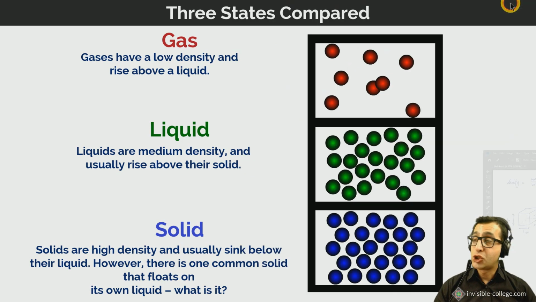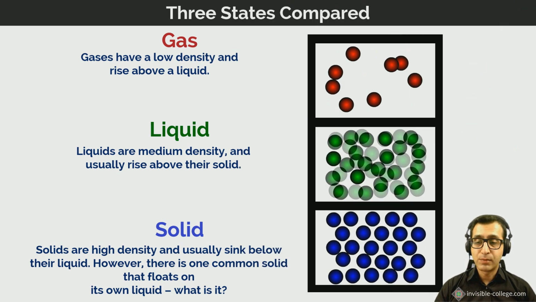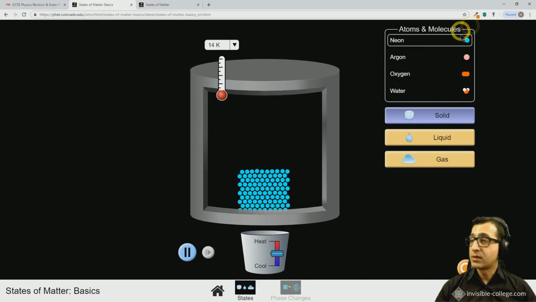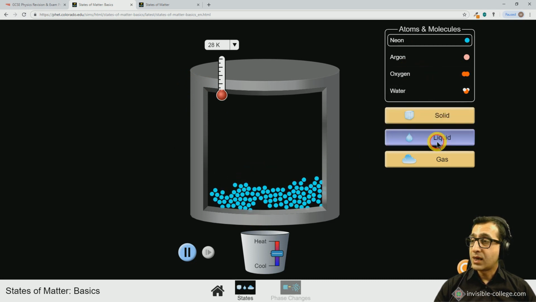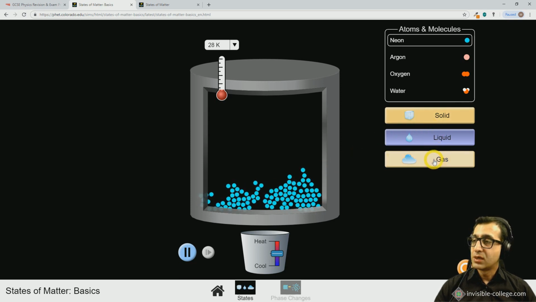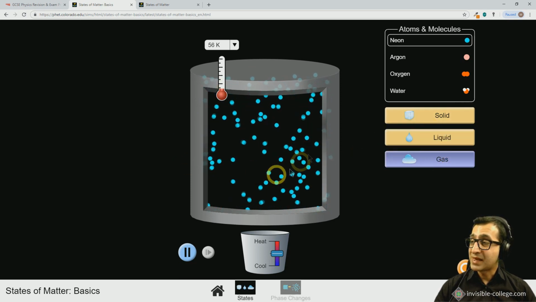Now, in a similar way, going back to that simulation once again, if we look at general substances, not water, water is a bit of an exception here, but generally speaking, neon: if we have neon in the solid state, then the particles are very close together. In the liquid state, they're somewhat further apart on average. In the gas state, they're very widely spaced apart.